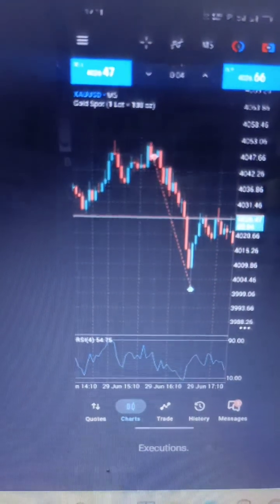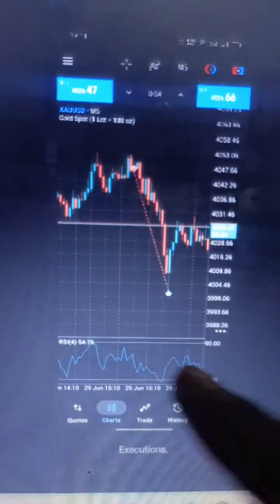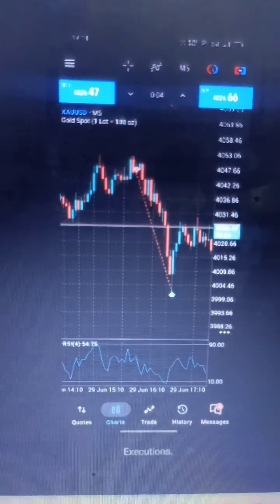So let me remove the reflections. Yeah, so that is the execution. Going to the charts, and this is how the charts look like.